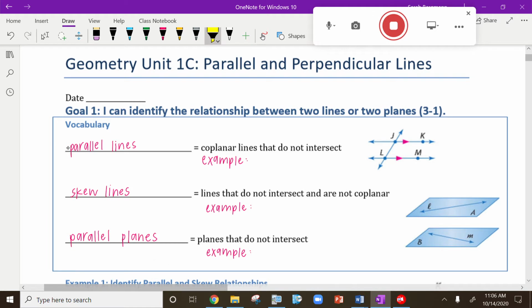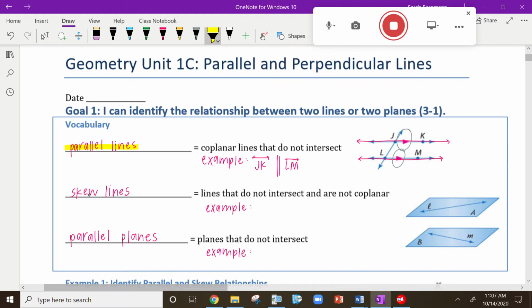So the first thing that you need to know are called parallel lines. Parallel lines are coplanar lines that do not intersect. For example, in this picture, line JK and line LM are parallel lines. This symbol means parallel to, the double lines, vertical. In addition, this symbol here with the arrows shows that the lines are parallel.